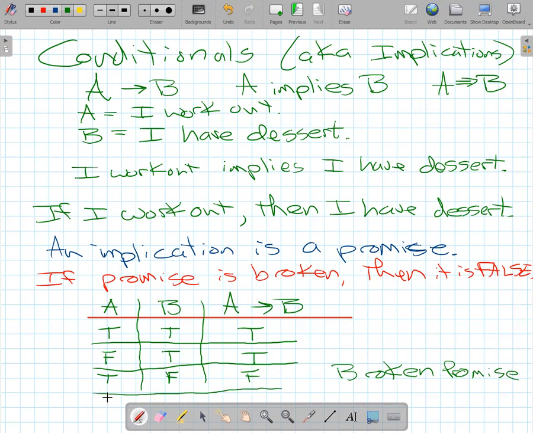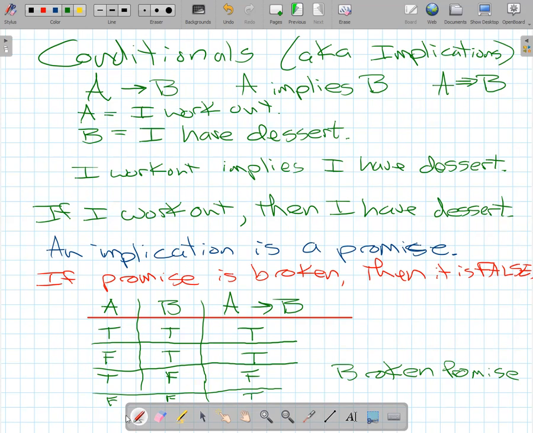Last possibility is that A is false and B is false. I didn't work out. There's no promise to break if I didn't work out. I could have dessert or not. This time I didn't have dessert. Oh well, that's okay. The promise is not broken. So the implication is not false. So by default, it's true. Because in Boolean logic, things are either true or false. So the only time an implication ends up being false is if the promise is broken. And the only time the promise is broken is when the premise, the starting part, is true, but you don't follow through with the rest of it. You broke your promise.